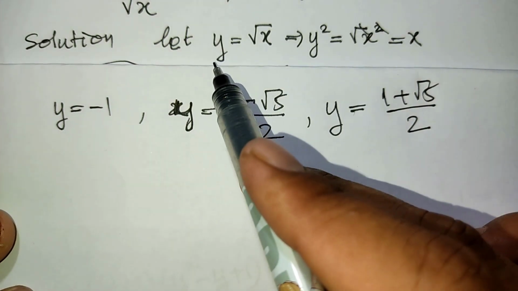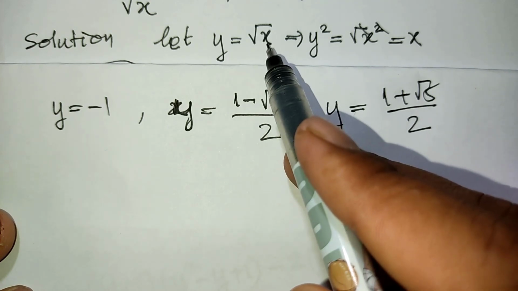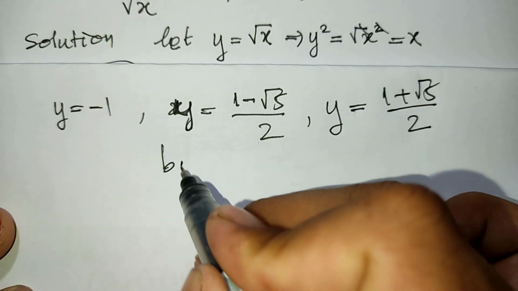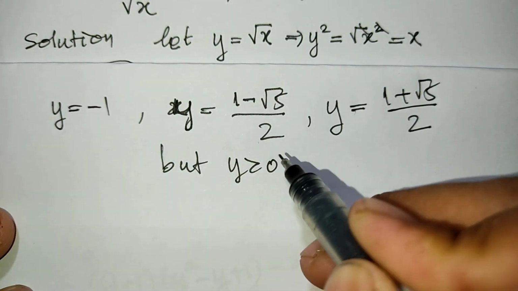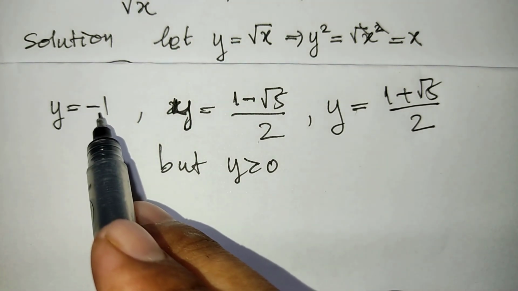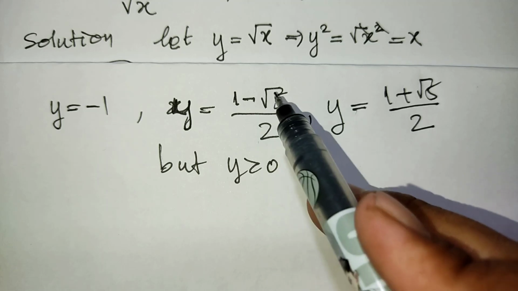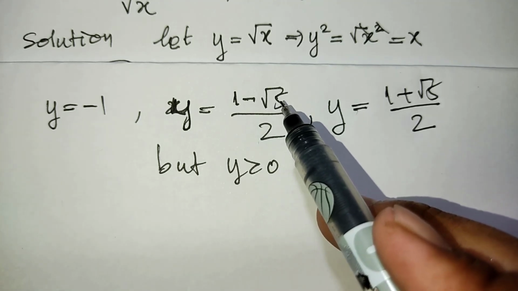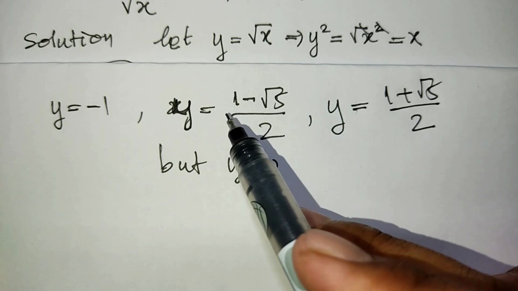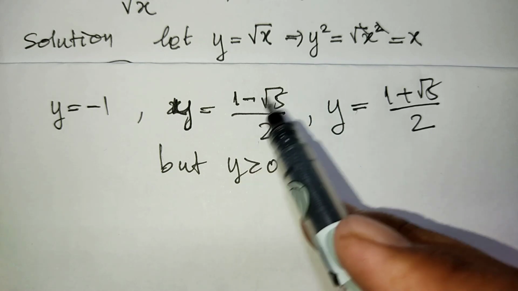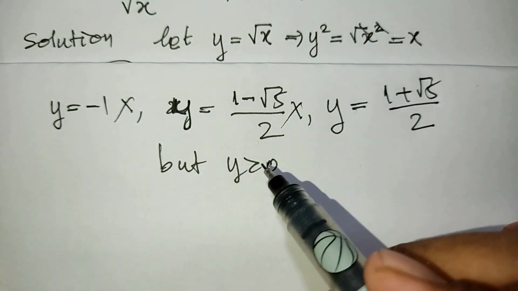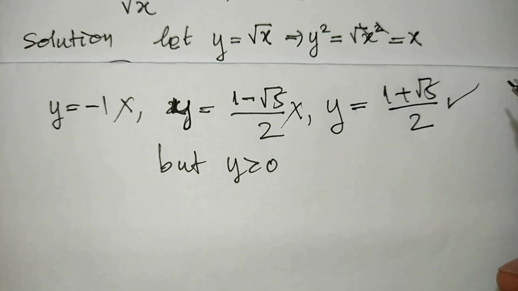But we know that y equals square root 8. So y must be positive. But y is positive. So here y is negative, we don't take it. And here square root 5 is equal to about 2.24, so here 1 minus square root 5 is negative. So we do not take it. So we use only one root.